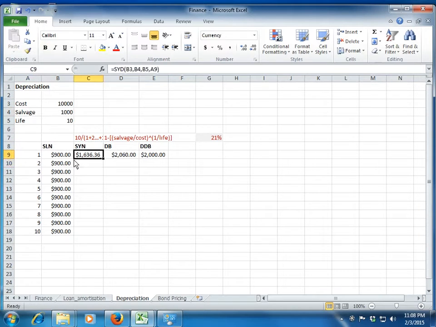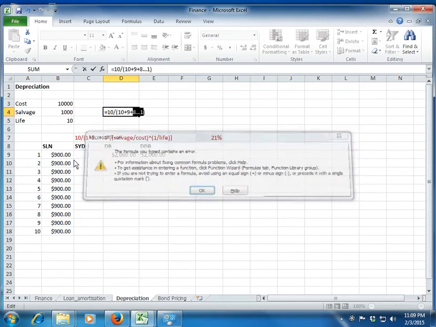Let's understand the second method, which is sum of year digit, SYD. It's called SYD, not SYN, my mistake. The sum of year digit method is basically used for companies involved in mining, etc. If the life of the asset is 10 years, the way Excel calculates the depreciation rate is that for the first year the depreciation will be 10 divided by the sum of the years, so 10 plus 9 plus 8, etc., up to 1. This is how Excel will do the calculation.